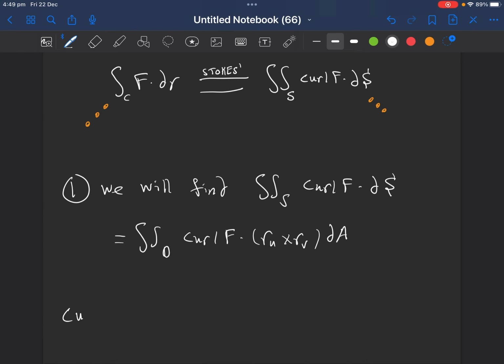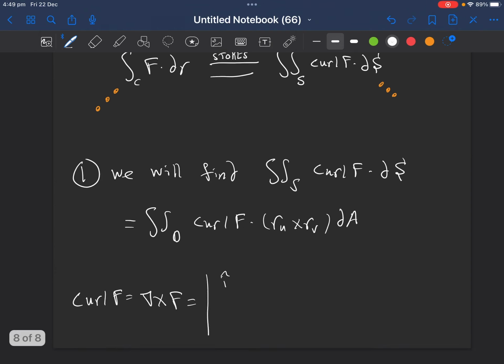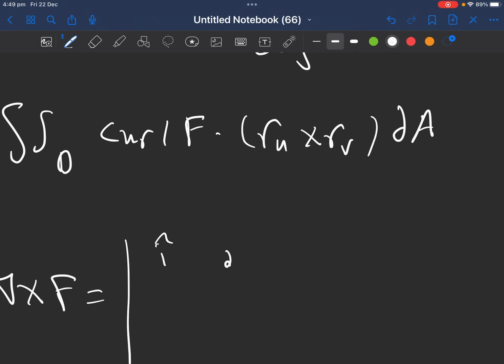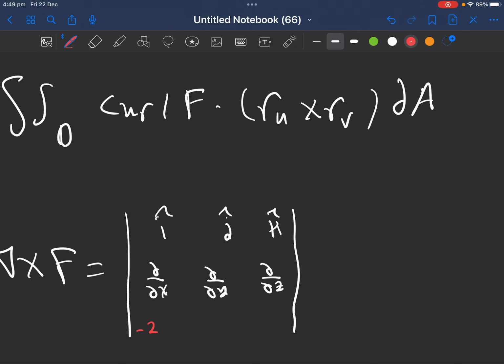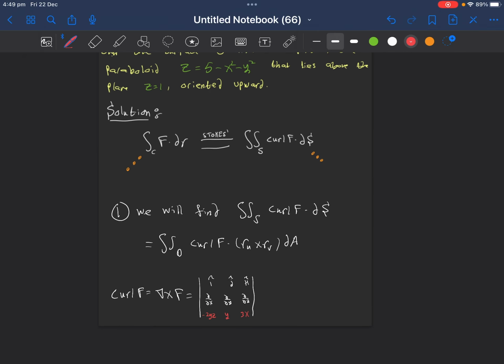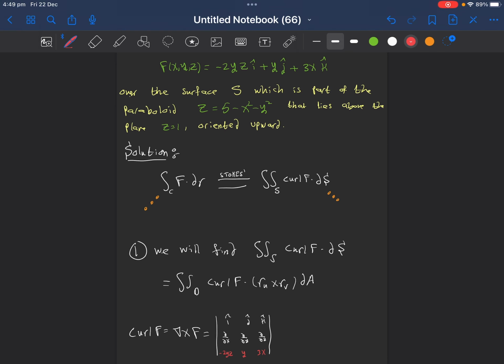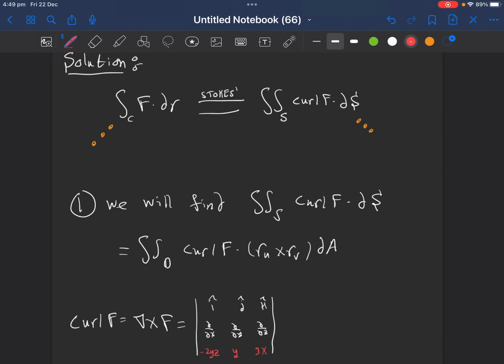So let's do the curl of f, which will be the cross product between the gradient and f. If we do it as matrices, it would be something like this. And finally here would be minus 2yz. This is the first component of f, and then y, and then 3x. If we just look at it again, just to ensure, yes, 3x, y, and okay.